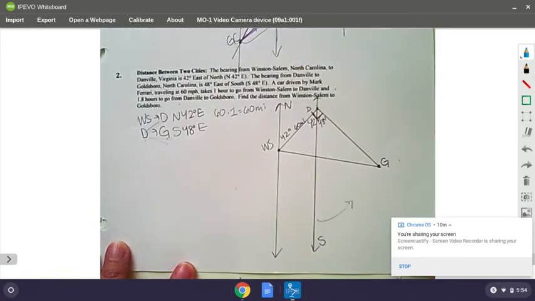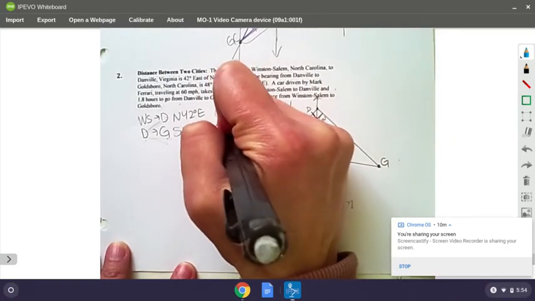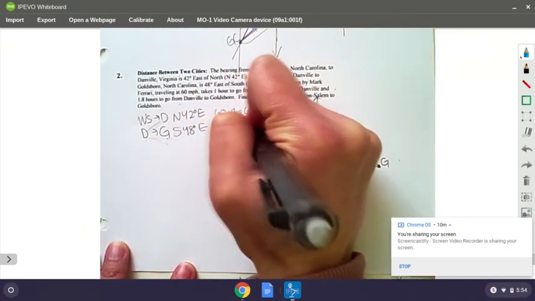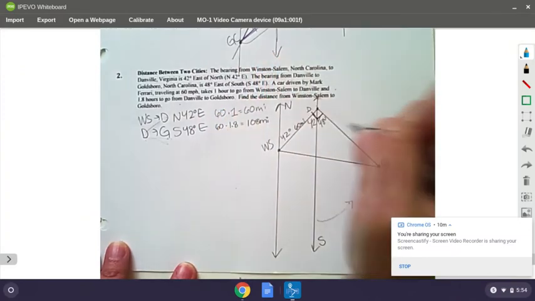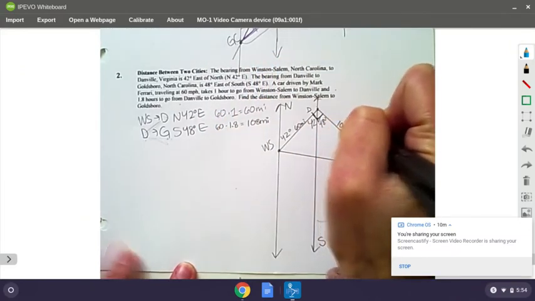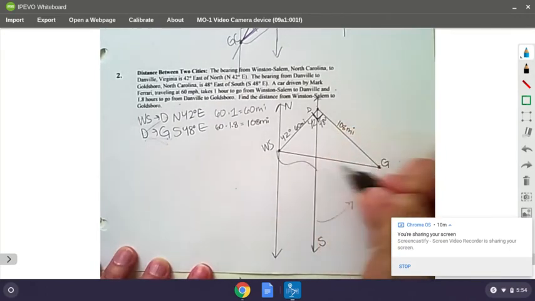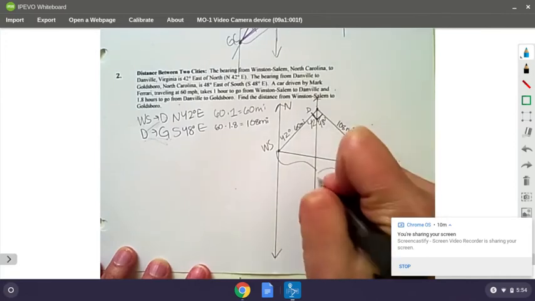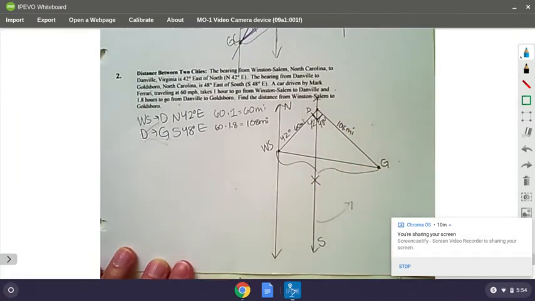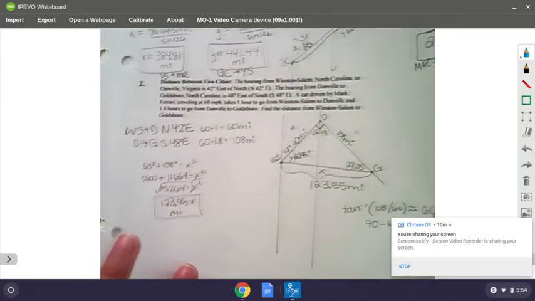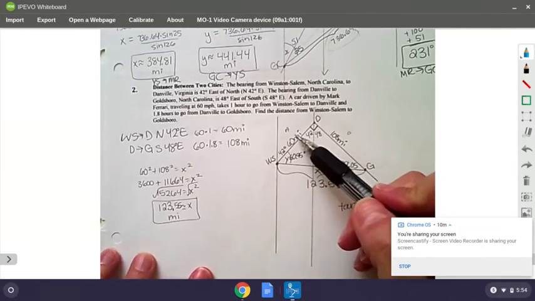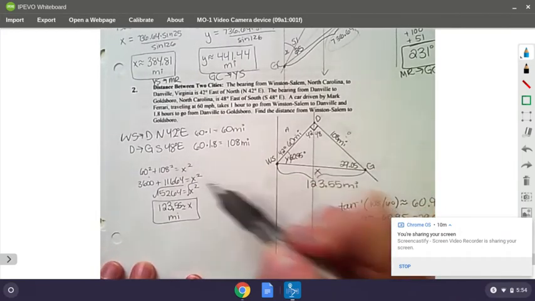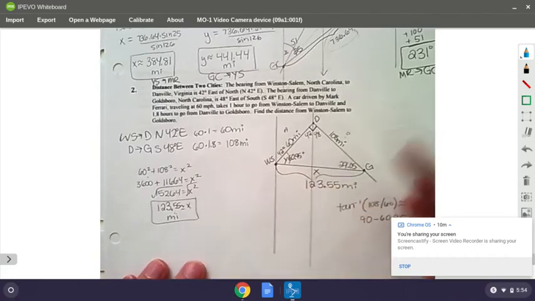Then Danville to Goldsboro, it says 1.8. So 60 miles per hour times 1.8 hours is 108 miles. So this one's 108. So we want to know, find the distance from Winston-Salem to Goldsboro. Because it's a right triangle and we know two sides, we could have done Pythagorean theorem, or you could use trig if you wanted to. I'll show you the work done out for both of those methods. So here is Pythagorean theorem. So 60 squared plus 108 squared equals x squared. You end up getting 123.55.